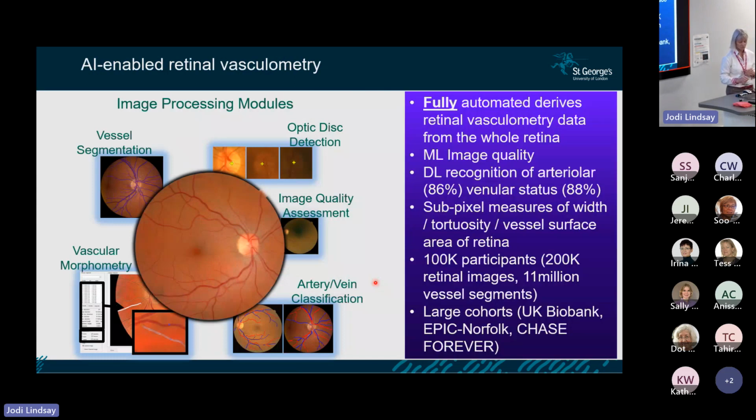So we developed with Kingston University a system called Quartz, which is a fully automated system for extracting the vascular information from a retinal image. There are several modules, so I'm just going to go through what the modules are. Once the image starts getting processed, there is a vessel segmentation that is done, but only if images are past a certain quality standard. And we have a machine learning automated algorithm to assess image quality.